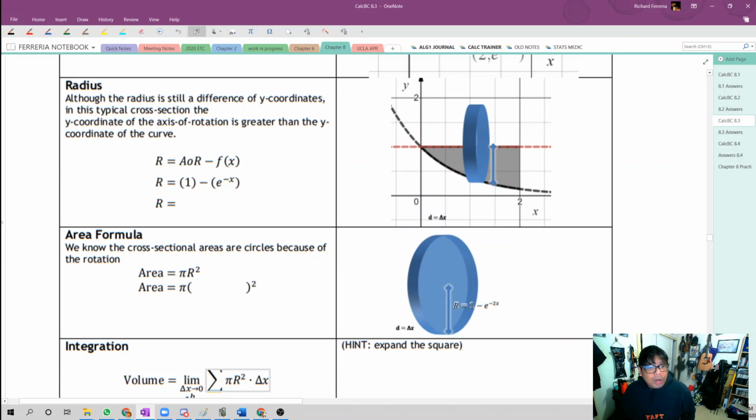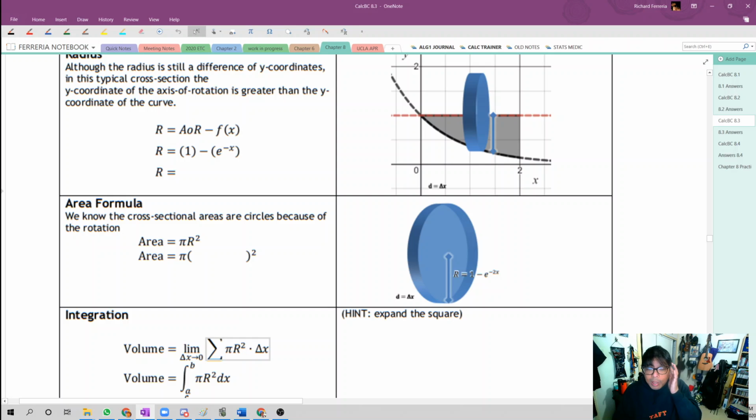Now that we've got our radius, we're going to do our area formula. And again, since we're rotating, we know that the cross sections are going to be circular. So the area is pi r squared. We know r is 1 minus e to the negative x.